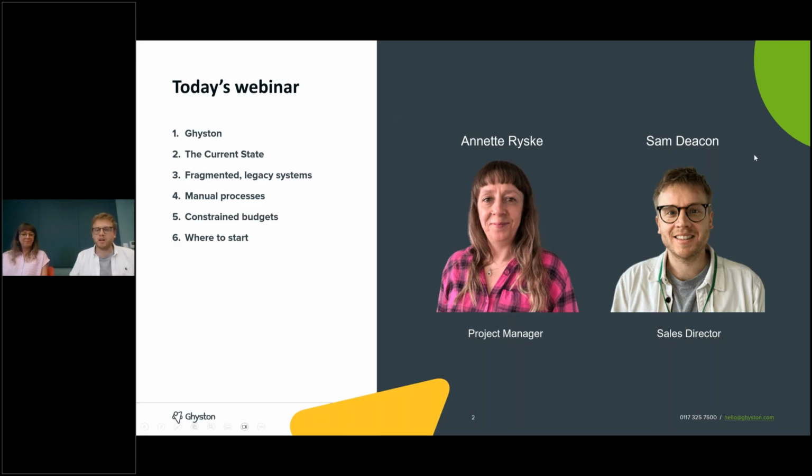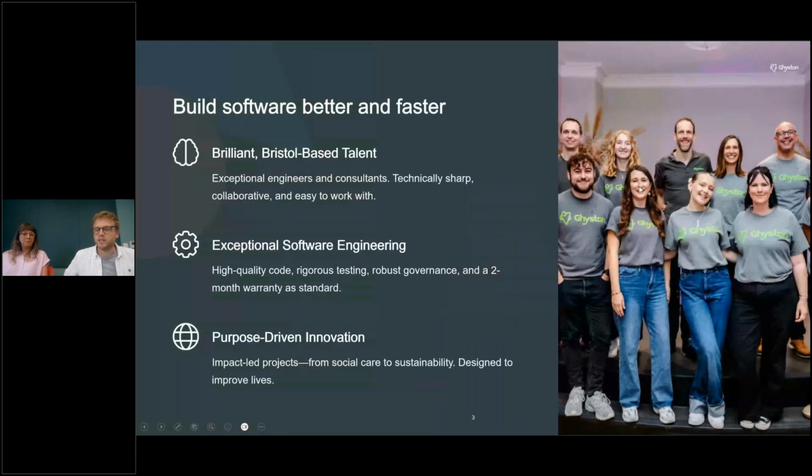So, who are Ghyston, and why can we talk with some authority about this space? We are a software consultancy, and what we do is we help organizations build software better and faster. There's that classic iron triangle of speed, quality, and price, and you can only pick 2 of those things. We sit in the space of doing high quality things and doing them quickly.